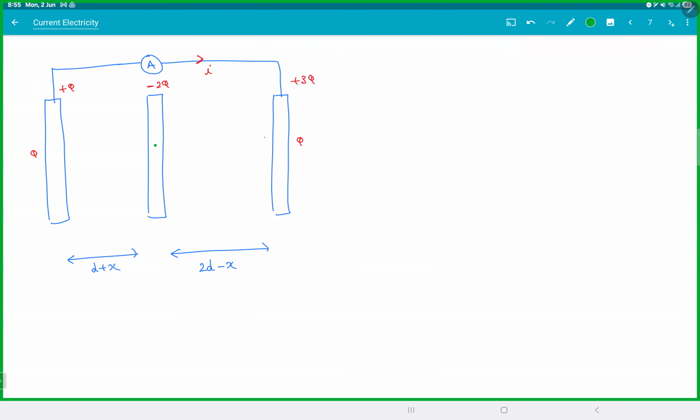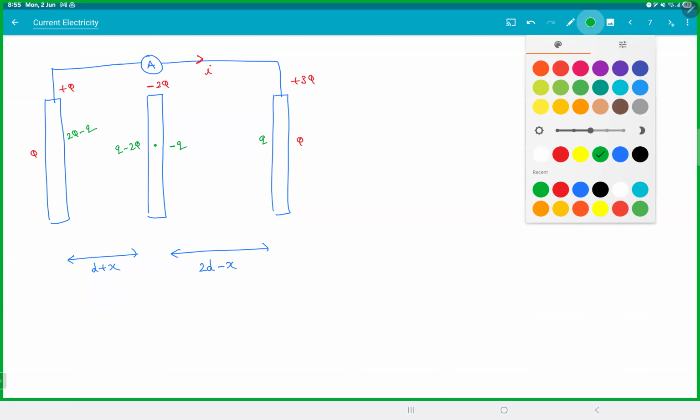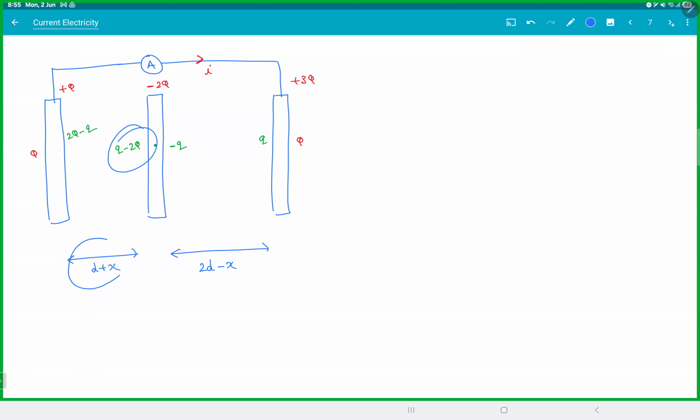Let this charge be small q. Then this will be minus q. If this is minus q, then this guy will be q minus 2Q. And this guy will be 2Q minus q. And then we know Q1 D1, so this guy into this guy is equal to this guy into this guy. So from here we get (q minus 2Q) into (D plus X) is equal to minus q into (2D minus X). Bring all q's to one side and this will be q and that will be 3QD.